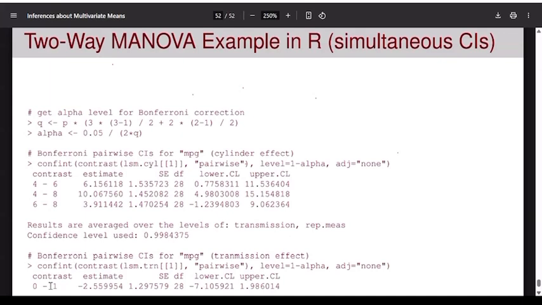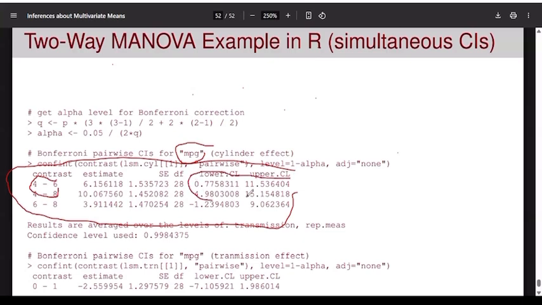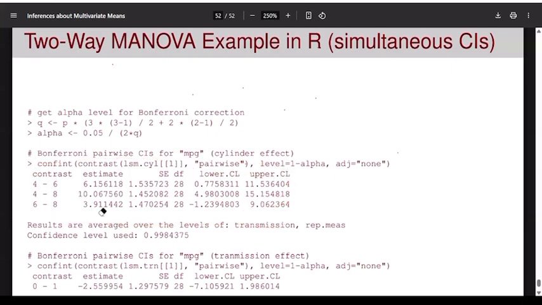Okay, I'm on the cylinder. Please take a look at this. I'm doing this for the MPG. I told you you're going to do that for one dependent variable at a time. So take a look at this. The difference here is between this guy and this guy because the lower and the upper bounds are positive, positive. It is not between six cylinder and eight because negative to positive includes zero. Now I'm only doing that for MPG here.